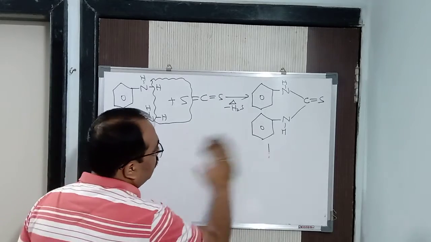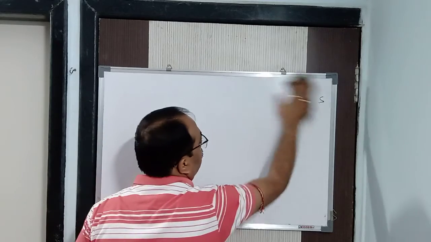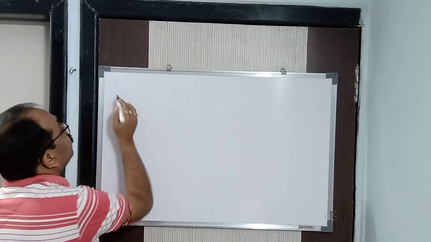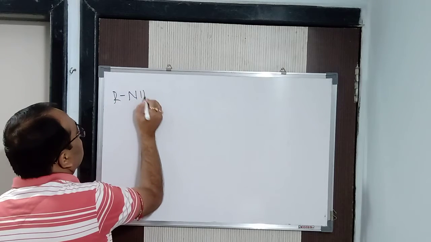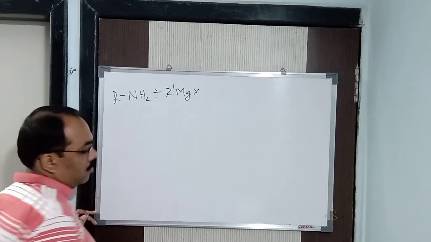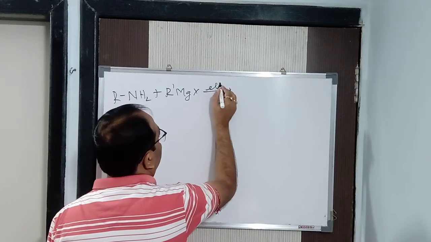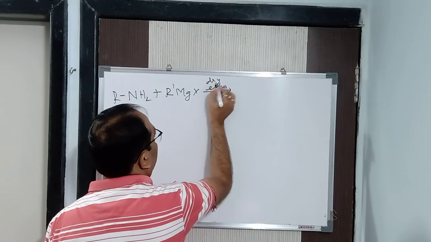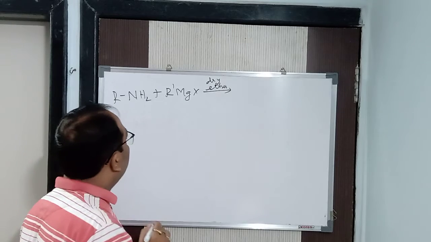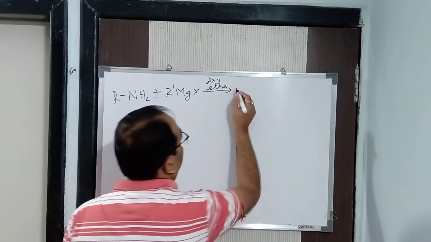Now, next we will see the reaction with Grignard reagent. What happens? Now, RNH2 plus R' MgX, the Grignard reagent, reacting in dry ether, which is an inert solvent. So what am I going to get? One compound I will get is R'H.